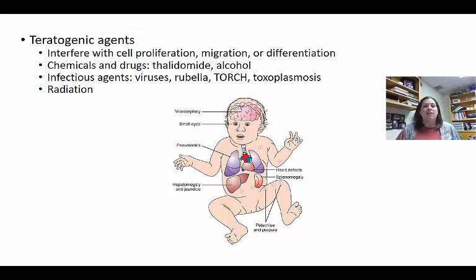We also see that there could be infectious agents like viruses, rubella. There's also a thing called TORCH, which I'll talk about more in a minute, and toxoplasmosis. These are going to be things that could ultimately affect the baby. When we look at what we call TORCH, they're going to look at a number of things. The T is going to be where you need to watch out for raw undercooked meat or cat feces, because this is like the toxoplasmosis.